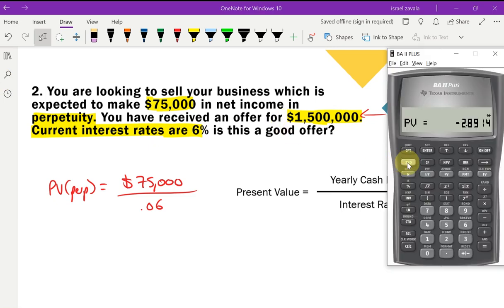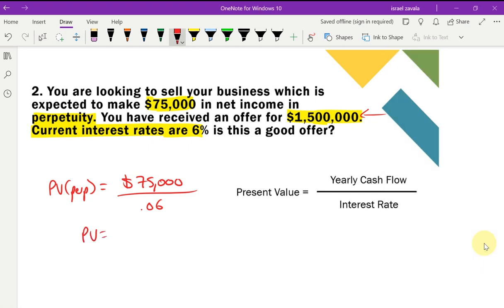Let's grab our financial calculator. We're going to clear our time value of money, but we're not using time value of money here. That's what makes this so simple. 75,000 divided by 0.06 is equal to 1.25 million, right? So the present value is going to be, okay, 1.25 million. We're being offered 1.5.